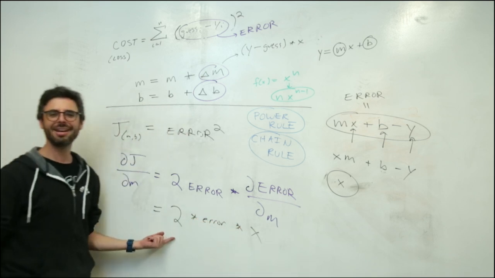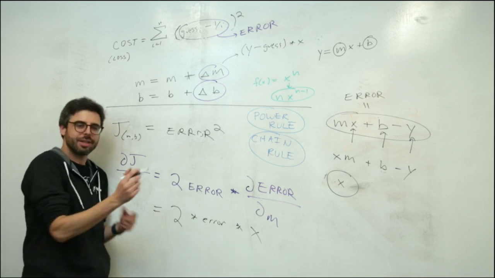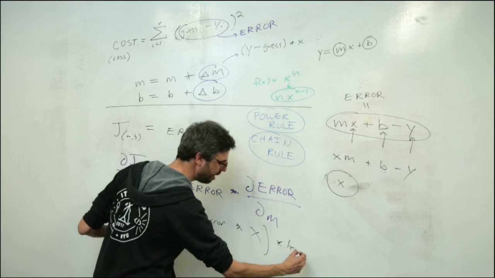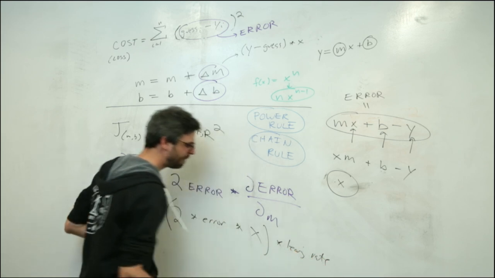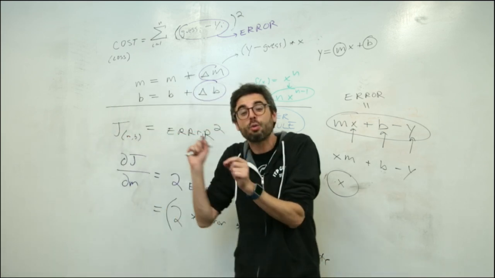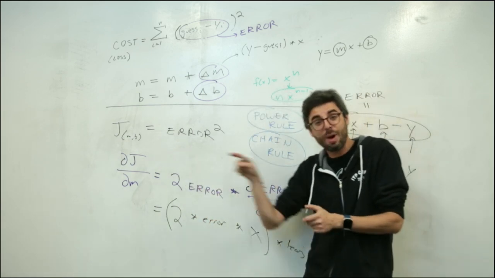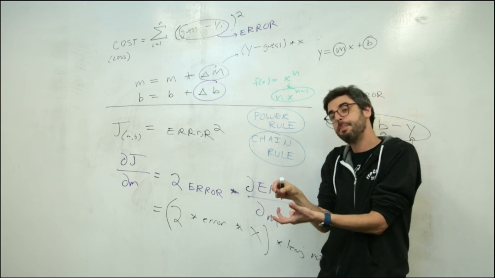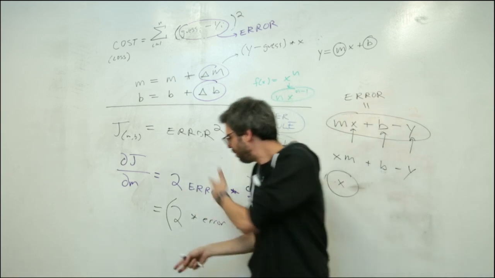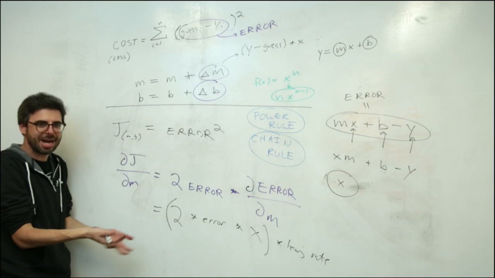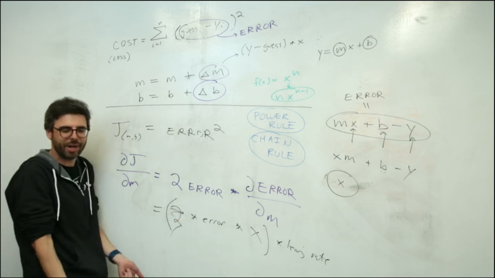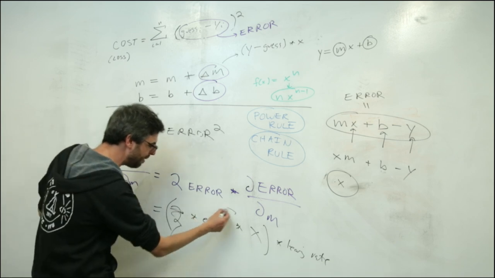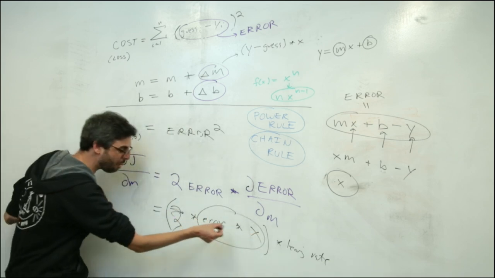And guess what? This 2, the whole point of this, if you watch the previous video, is we're going to take this and multiply it by something called a learning rate. Because we know the direction to go. This is giving us the direction to go to minimize that error, minimize that cost. But do I want to take a big step or a little step? Well, if I'm going to multiply it by a learning rate anyway, this 2 has no point because I could have a learning rate that's twice as big or half as big. So ultimately, this is all it is, error times x.